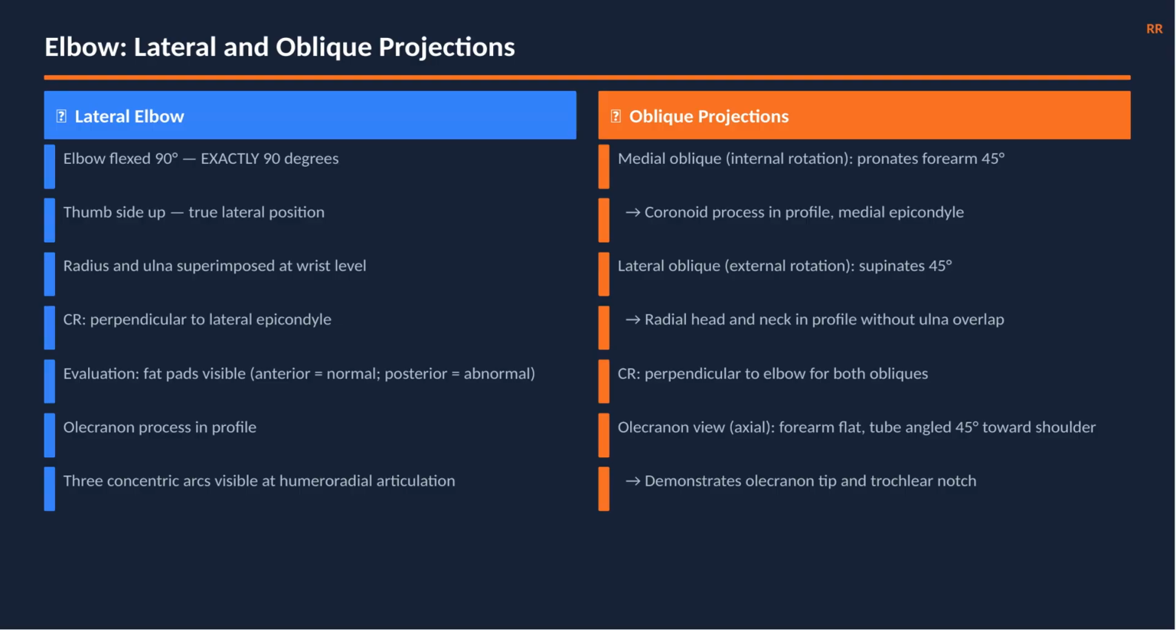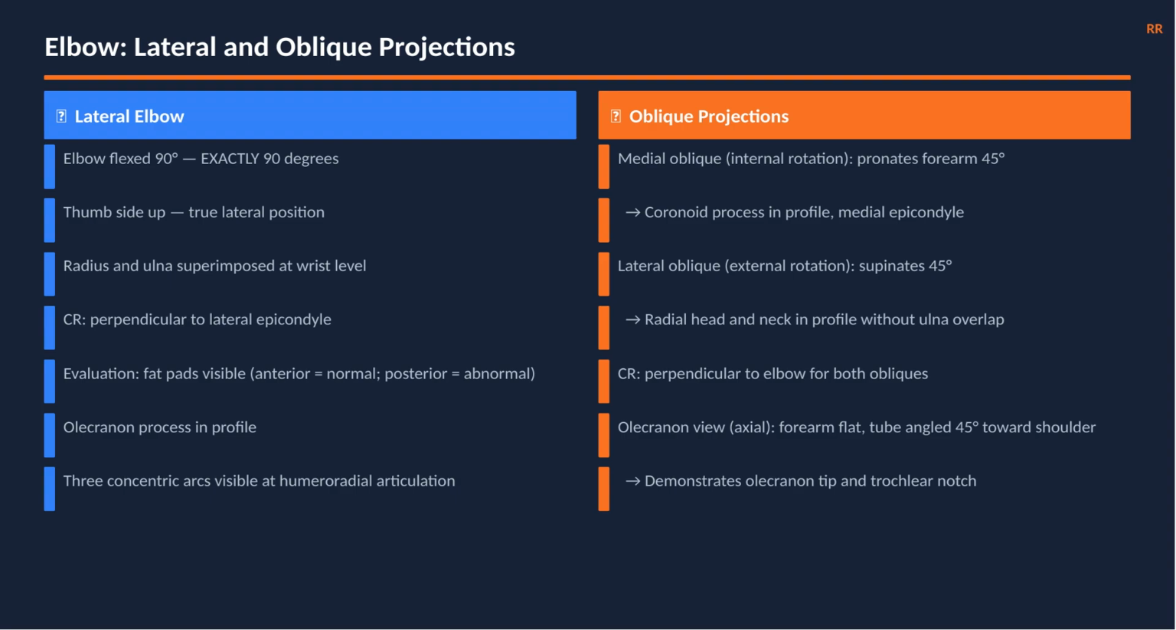Evaluation, the fat pads. The anterior fat pad is a small triangular lucency anterior to the distal humerus, visible in small amounts on a normal lateral. The posterior fat pad normally sits hidden in the olecranon fossa. Any visible posterior fat pad is abnormal. It means joint effusion or hemarthrosis has displaced it posteriorly. In the setting of trauma, a visible posterior fat pad equals occult fracture until proven otherwise. The sail sign, the anterior fat pad elevated and prominent in a triangular sail shape, is also abnormal when prominent.